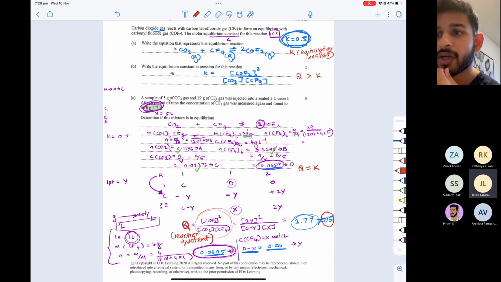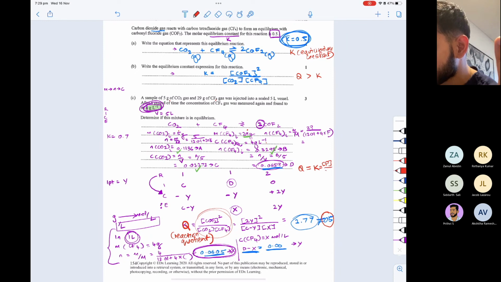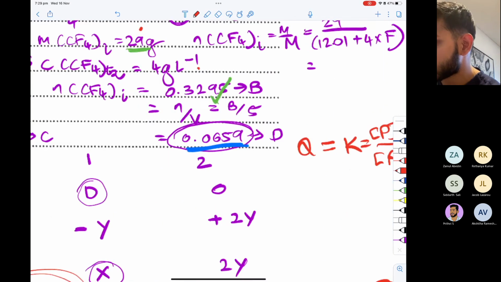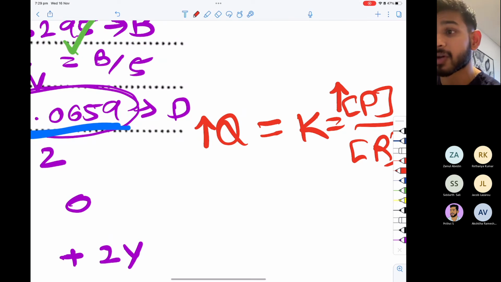Very good, right? So what this is telling you objectively, when you see a Q value bigger than K, is number one, as Sid said, it's not at equilibrium, and number two, since it's a higher value than it should be, remember, what is Q and what is K? It's equal to the concentration of products divided by the concentration of reactants. So what Jacob is telling us is since Q is too big, it means there's too high of a concentration of products and too low of a concentration of reactants. And that is why it is not equaling K.